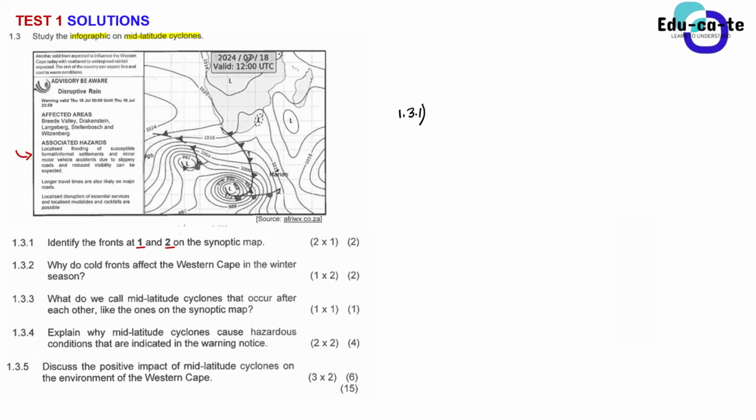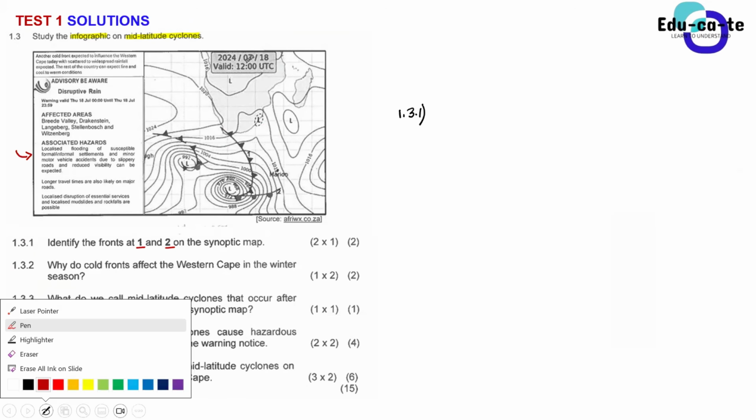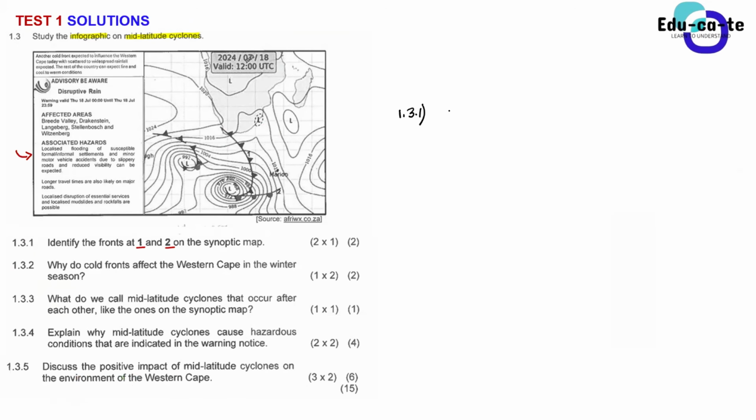Front 1 is the cold front and front 2 is the warm front. Yes, front 1 is a cold front, and then front 2 is a warm front. So front 1 is a cold front, front 2 is a warm front.